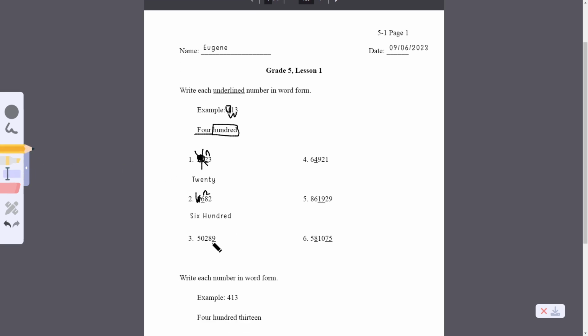Question number 3. 9 in the 1 spot. You can stop counting, you don't need to count the rest of it, because all it's asking you for is the 9 in the 1 spot, which would just be 9, because 9 ones is 9.